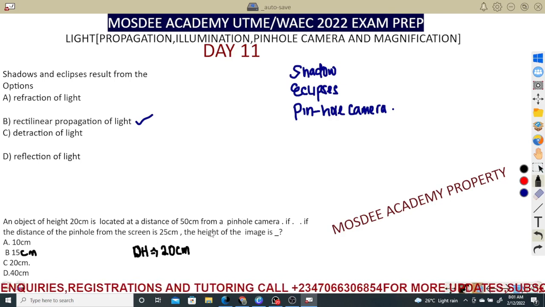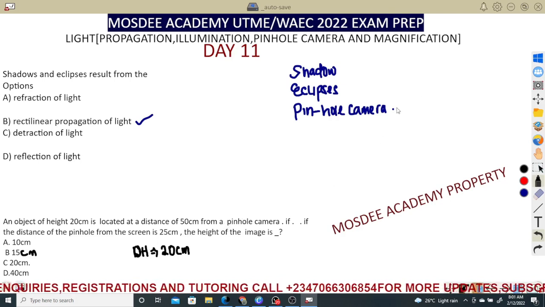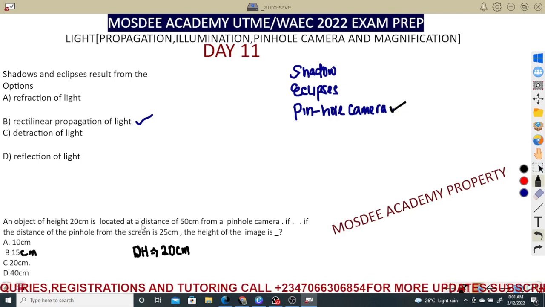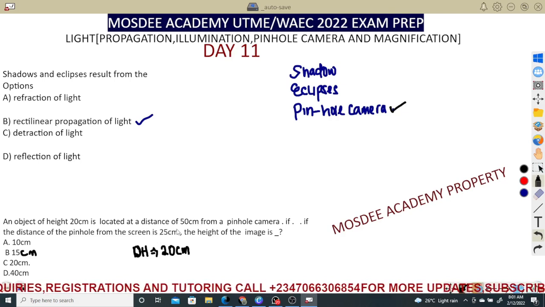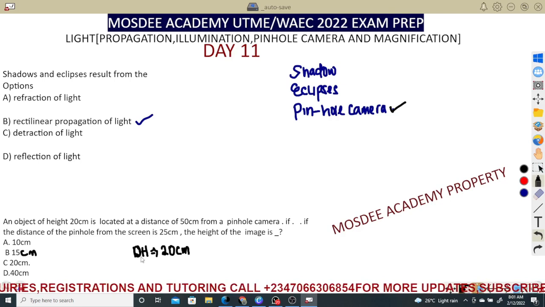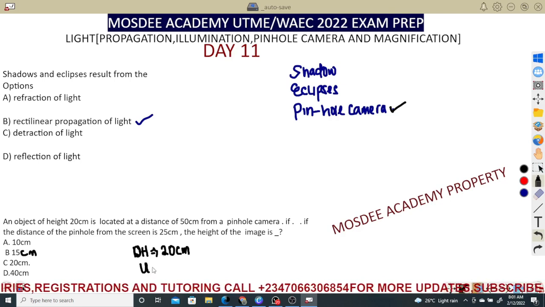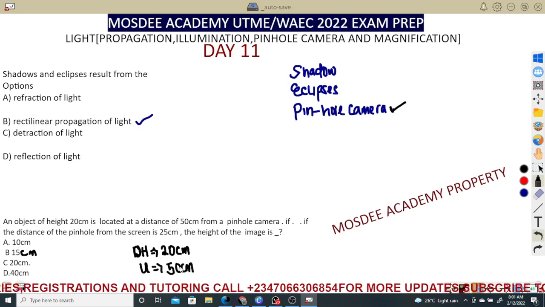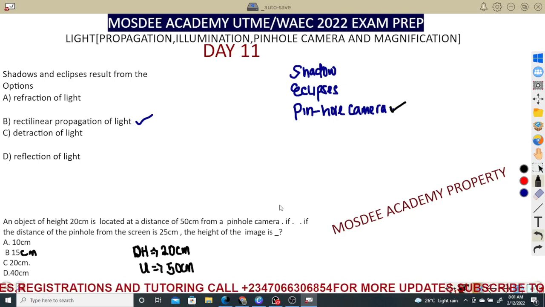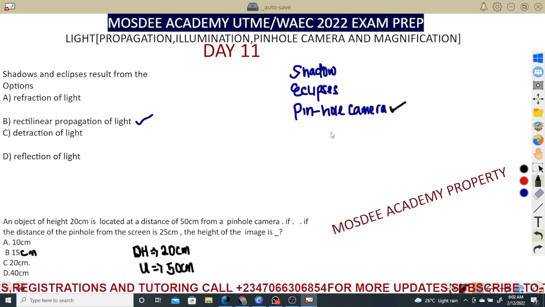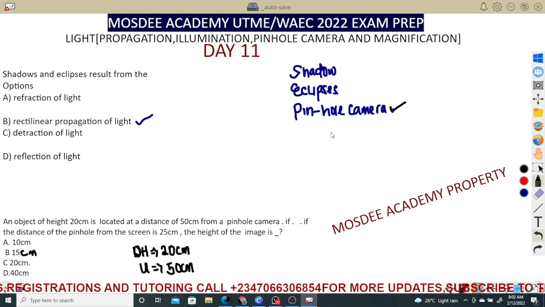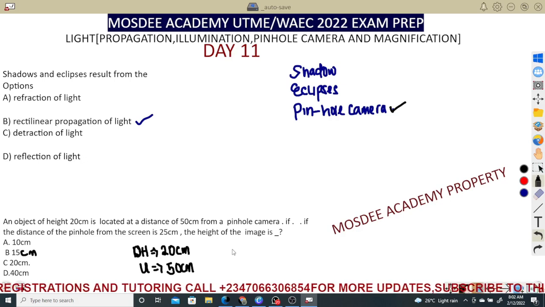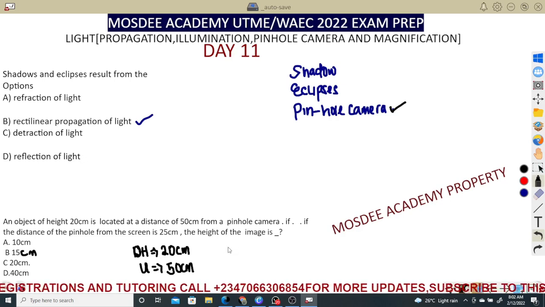You can see an application of rectilinear propagation of light, the pinhole camera we just discussed. Now, at a distance of 50 centimeter from a pinhole, the object distance, which we denote by U, is 50 centimeter. I hope students have studied the application and formation of a pinhole camera. A pinhole means a very, very tiny hole that is not that big, so that is why we call it a pinhole. If you need to know more about pinhole, I have a concept video, but I think this checklist video can tell you all you need to know.